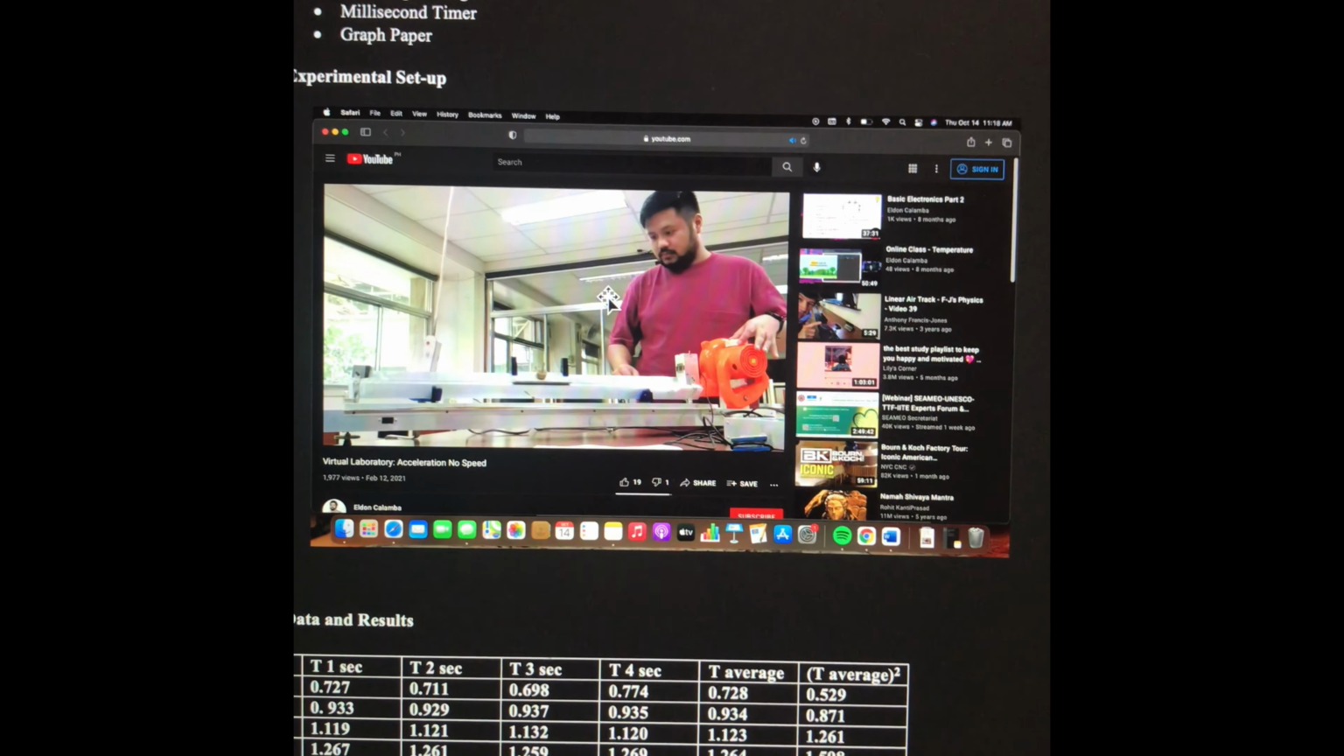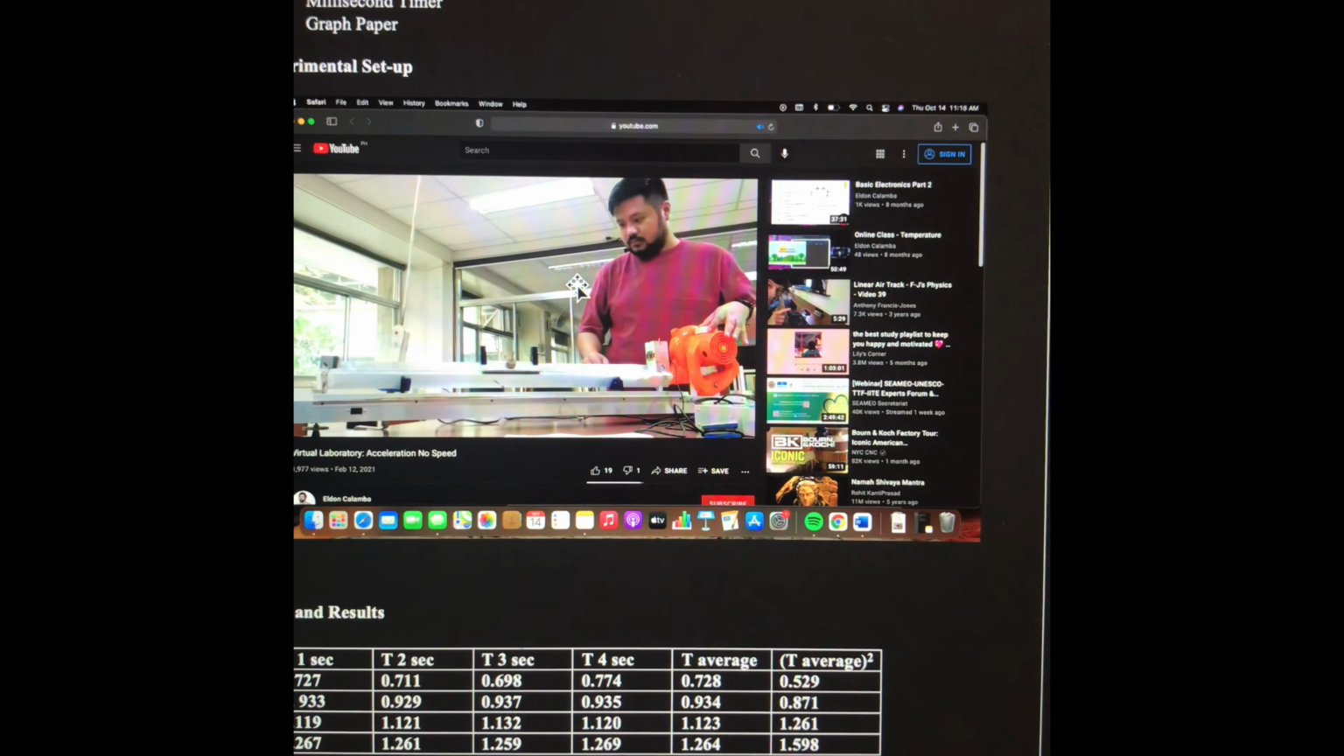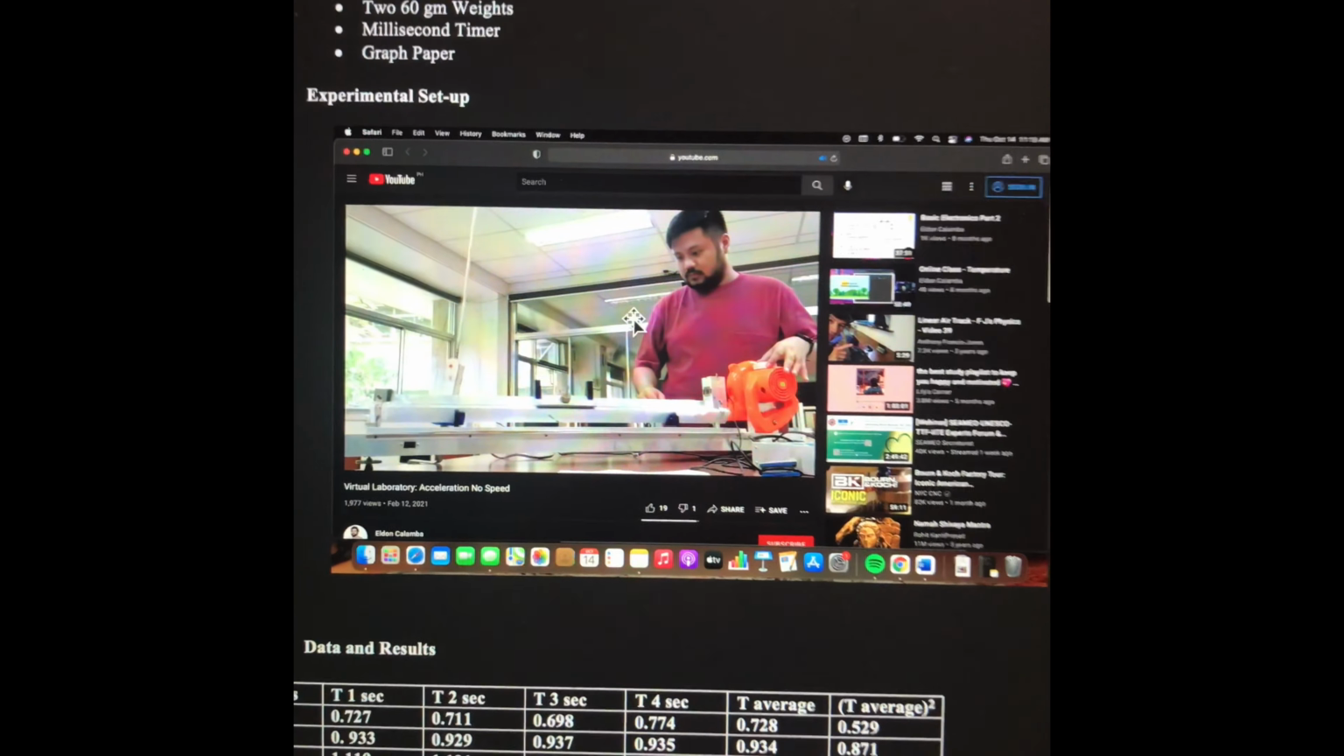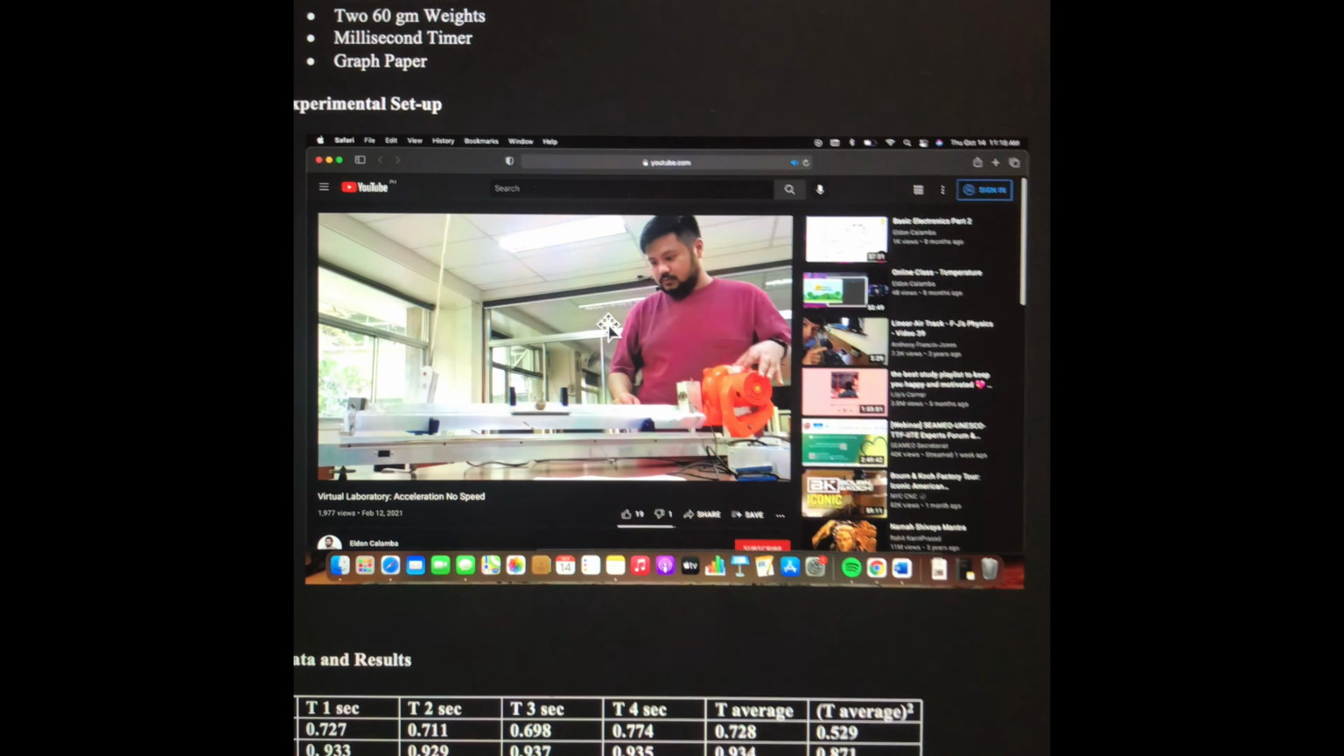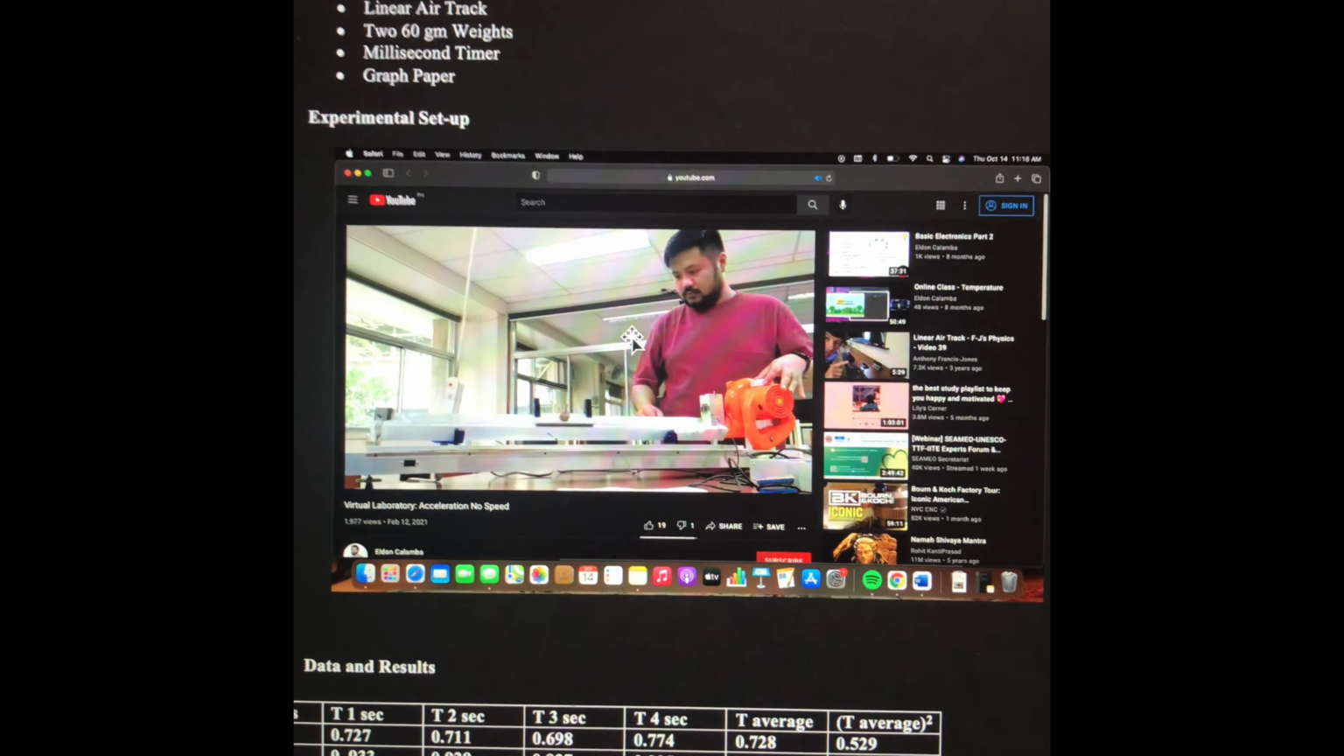My objectives are to calculate the acceleration of a moving item depending on its position over time, and to create a graph of the data which will be used to calculate the graph's acceleration and slope. The materials are a linear air track, 2 gram weights, a millisecond timer, and graph paper. Experimental setup: I took a screenshot from the video link provided by our teacher.